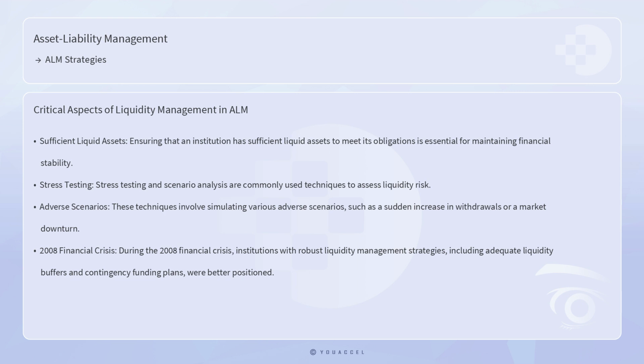For instance, during the 2008 financial crisis, many institutions faced severe liquidity shortages due to unexpected market conditions. Institutions that had robust liquidity management strategies in place, including adequate liquidity buffers and contingency funding plans, were better positioned to navigate the crisis.